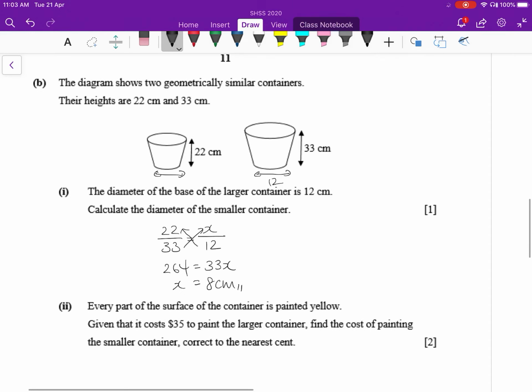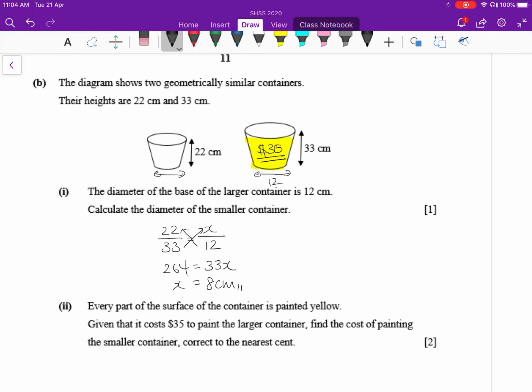Part 2. Every part of the surface of the container is painted yellow. Given that it costs $35 to paint the larger container, so I'm going to paint this with yellow, and it costs $35. Okay, that's very expensive to paint a container. Find the cost of painting the smaller container.